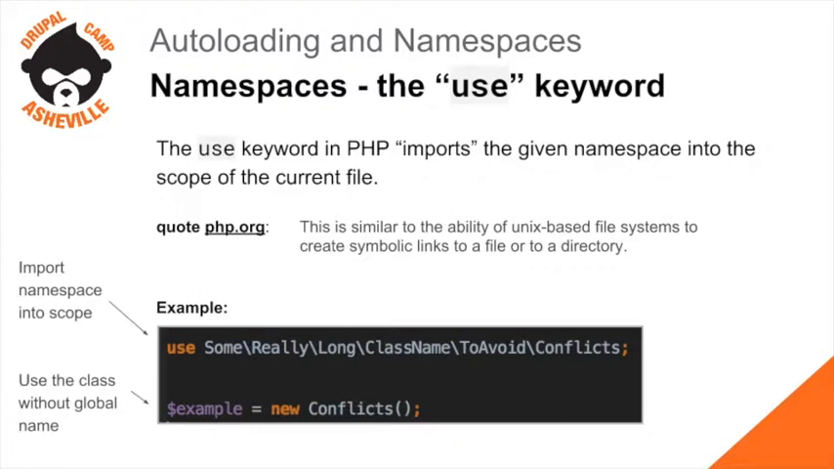So the idea here is that we're somewhere else in the system, and we need to access a whole bunch of classes within this part of the system that belong elsewhere. And we don't want to write their fully namespaced class name all the time. So what we do is at the top of our file, we say use the full class namespace, and now we can just call it by its class name as we need it.